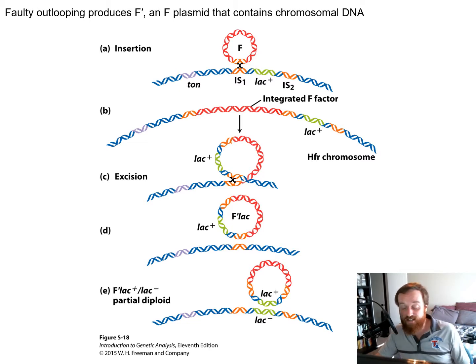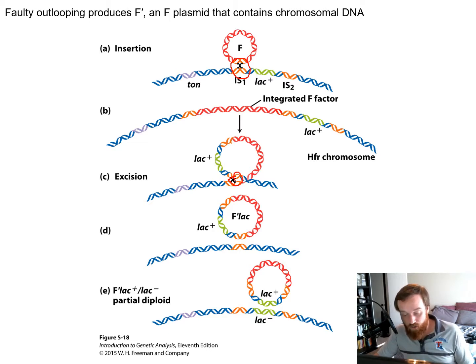So just as F plasmids can integrate themselves into a host chromosome, they can also outloop themselves. So they can also kind of extract themselves from these host chromosomes. And sometimes, depending on the homology of the sequences that are in the F plasmid and in the host chromosome, we get what's called faulty outlooping. And what that means is that for outlooping to occur, there has to be 2 very similar homologous pieces of DNA that allow for this matching up and kind of crossing over to occur.